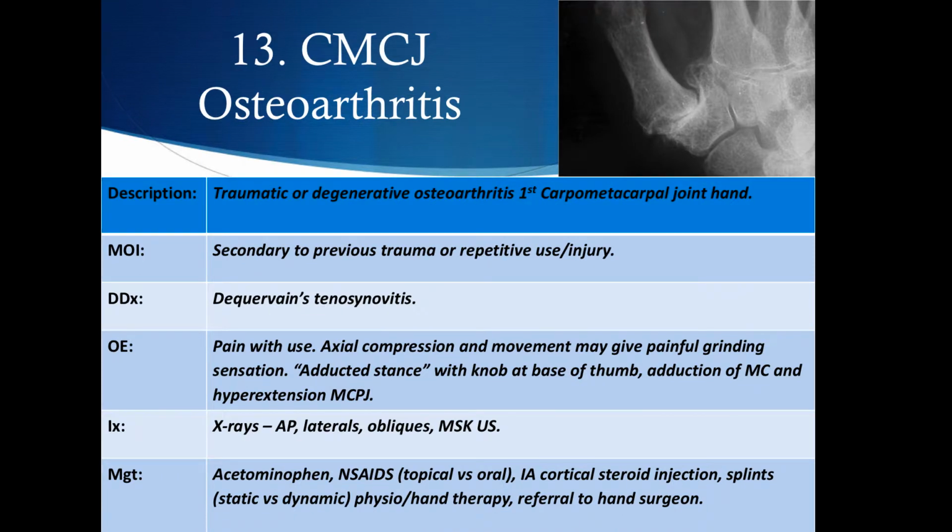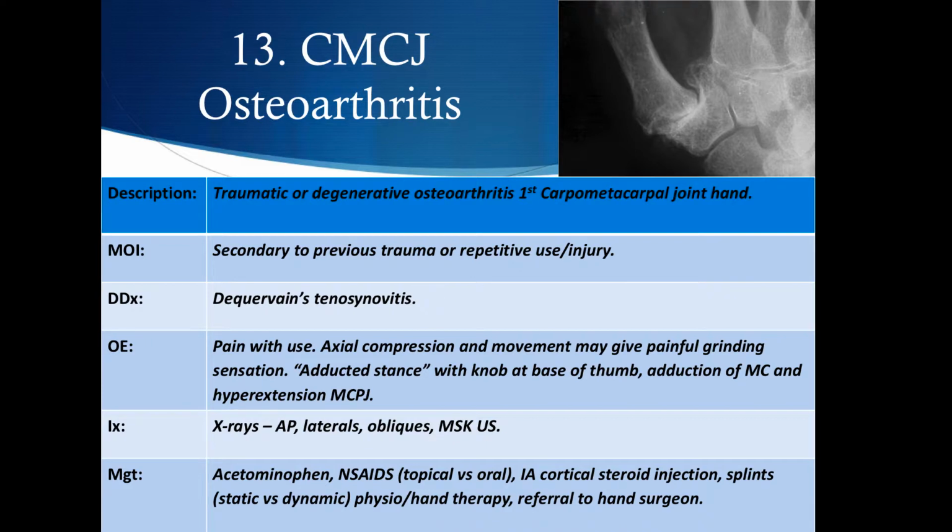The next condition is first CMCJ osteoarthritis. This is a traumatic or degenerative osteoarthritis of the first carpal metacarpal joint of the hand at the base of the thumb. It's secondary to previous trauma or repetitive use or injury. Differential diagnosis would include de Quervain tenosynovitis and radial carpal injury.